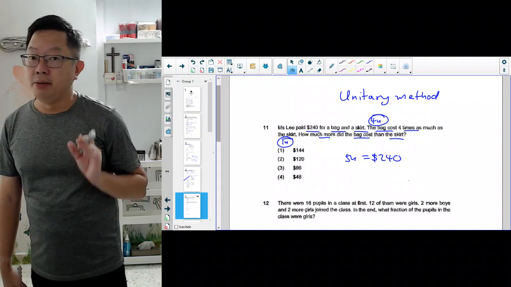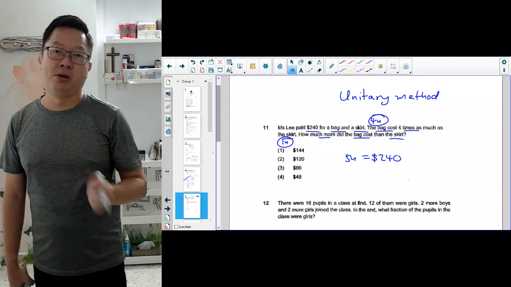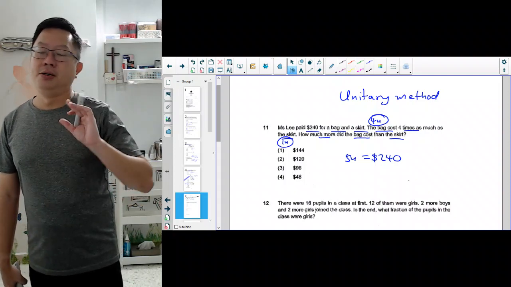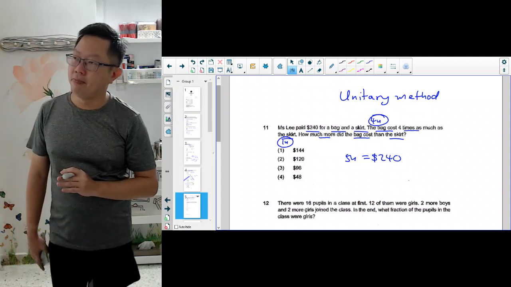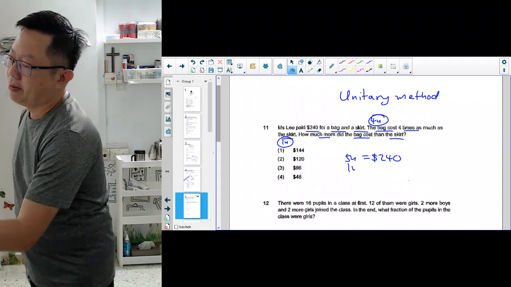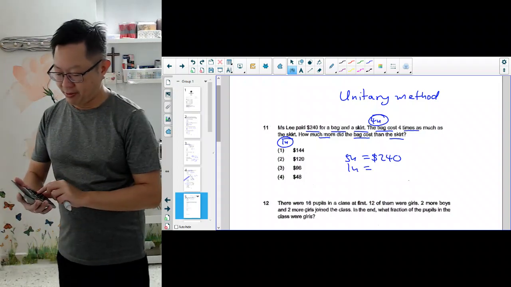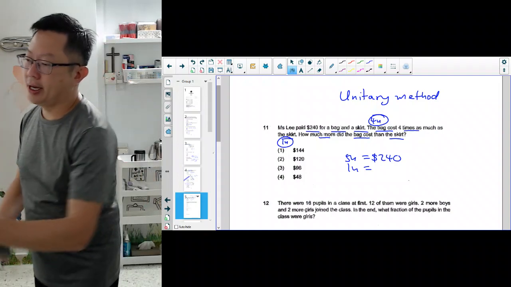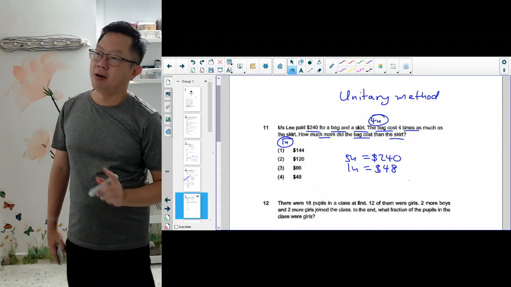But if you are not good in math, if you find that you have difficulty trying to solve this problem, then you need to draw the model. So you decide whether you want to draw or you don't want to draw. If it's a simple problem, then you just write the units. So your 5 units is 240, then your 1 unit will be 240 divided by 5. And you will get $48.